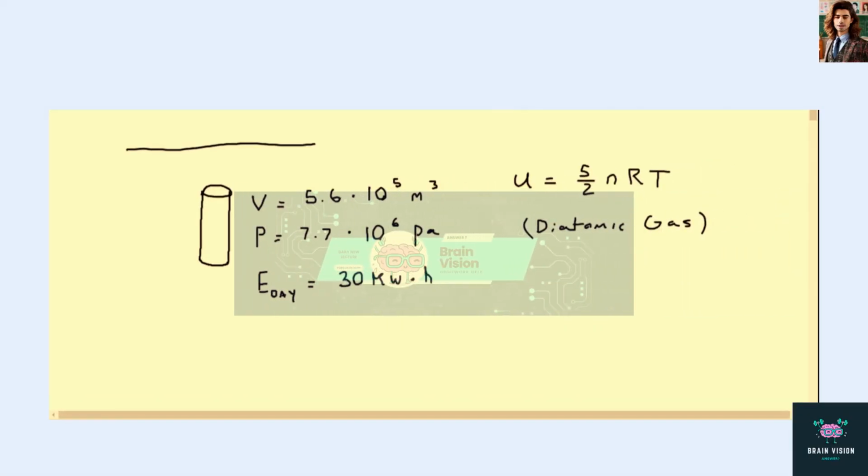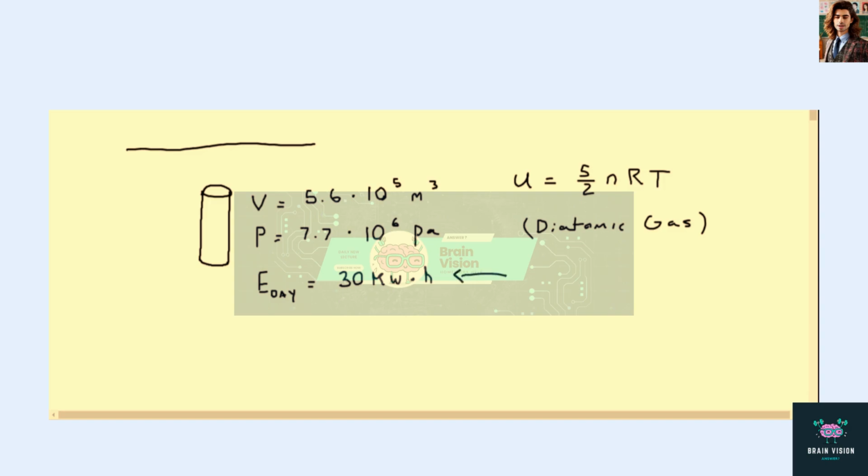For this example, we're going to figure out how many homes we can power with the internal energy of a giant chamber of ideal diatomic gas that's kept underground. This chamber has a volume of 5.6 times 10 to the 5th meters cubed, and a pressure of 7.7 times 10 to the 6 pascals. So much, much greater than atmospheric pressure. And we're assuming that the energy a single household will use in a day is 30 kilowatt hours.